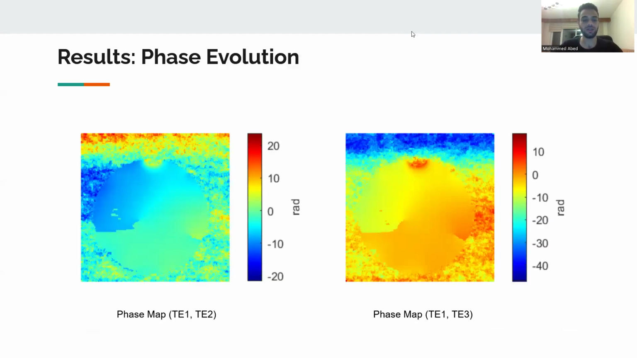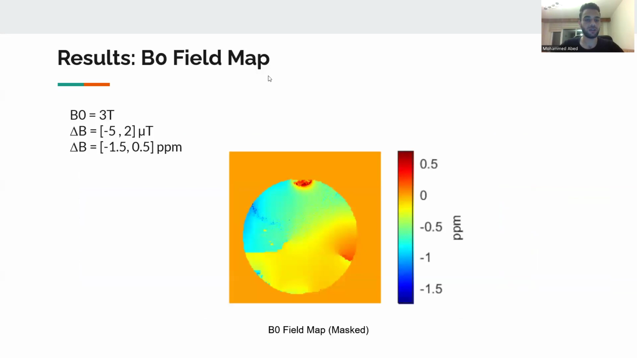Here I constructed the phase maps between the different echoes. On the left, you can see the phase map between the first echo and the second, and here you can see the difference between the first echo and the third echo. And finally, I generated the B0 field map. You can see it here after masking it. So the B0 is 3 Tesla for the Siemens scanner, and the inhomogeneities were ranging between -5 to 2 microteslas. When converting that to parts per million, it's -1.5 to 0.5.